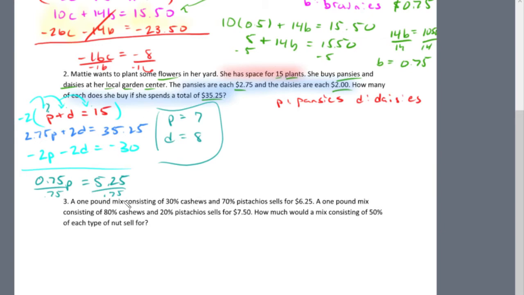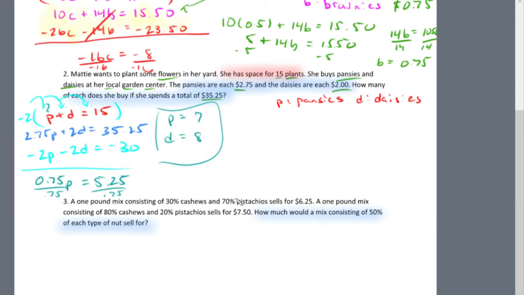Now, a 1 pound mix consisting of 30% cashews and 70% pistachios sells for $6.25. A 1 pound mix consisting of 80% cashews and 20% pistachios sells for $7.50. How much would a mix consisting of 50% of each nut type sell for? Now, this question is more intricate because it's not asking you flat out how much does a cashew cost and how much does a pistachio cost. It's asking you what would the bag price be of this special bag.